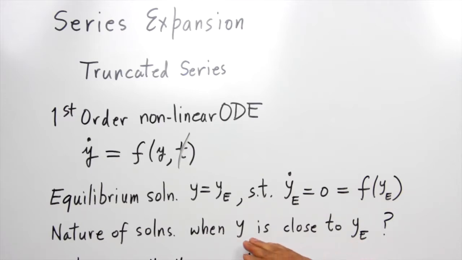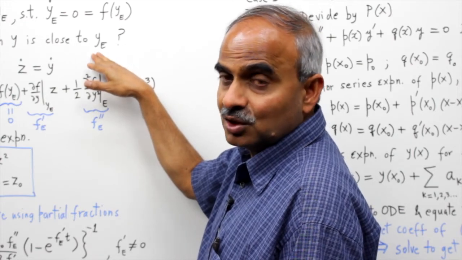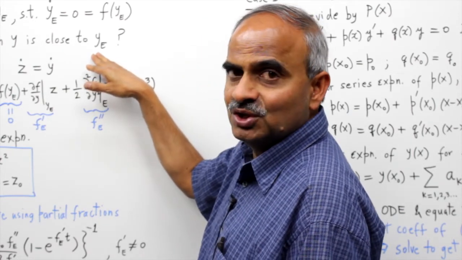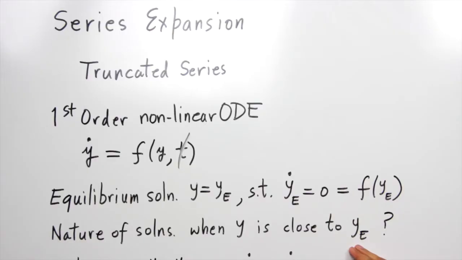So the question is, if the initial condition is such that y is close to the equilibrium solution, then would it stay close to the equilibrium? Would it come closer to the equilibrium solution? Or would it run further away from this equilibrium solution? And so that's one qualitative question that we can answer using the series expansion.